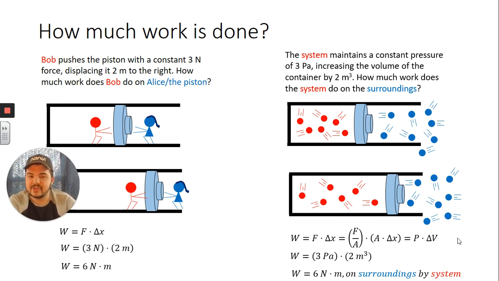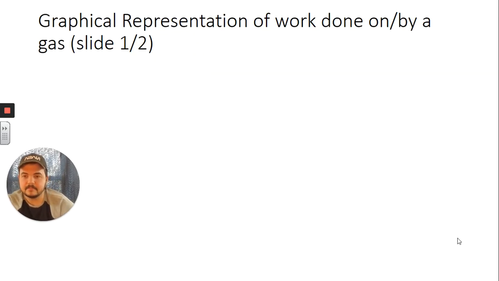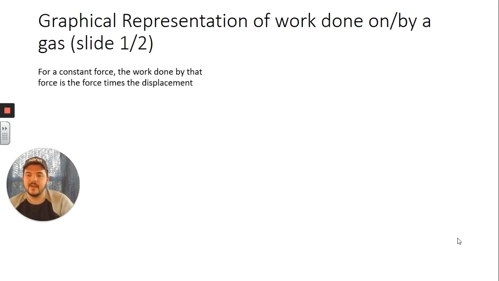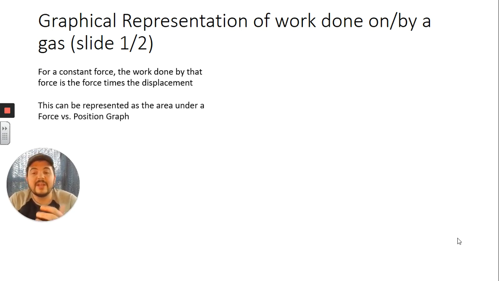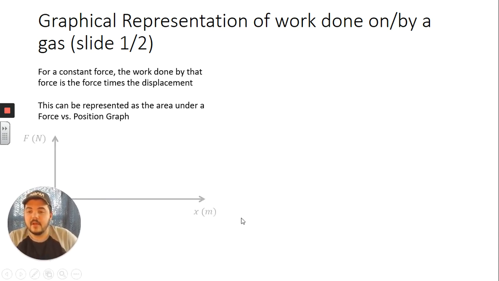So let's generalize this a bit. We're going to look at graphical representations in 2 parts here. So first, for a constant force, notice that caveat: for a constant force, the work done by that force is the force multiplied by the displacement. We can represent this by finding the area under a force versus position graph.